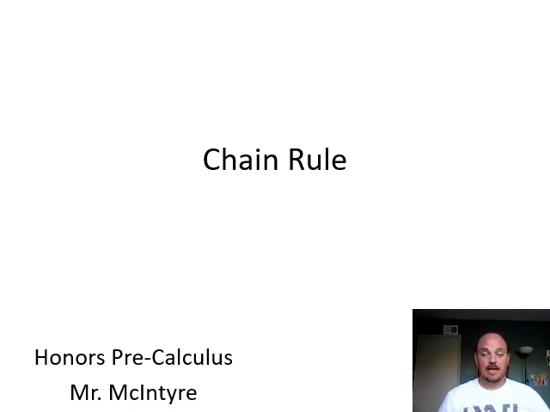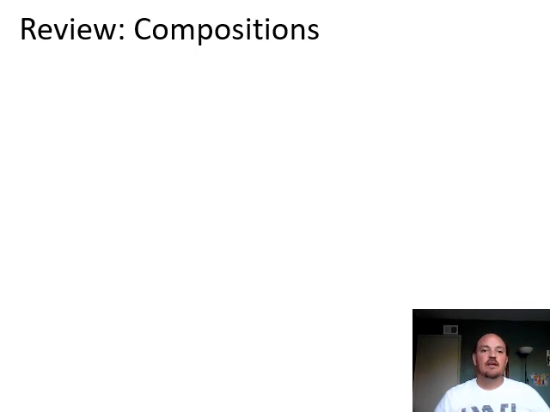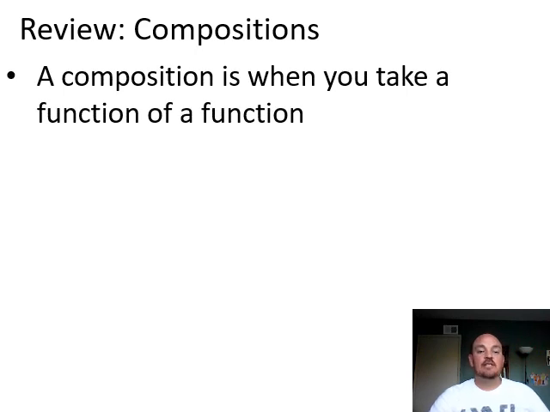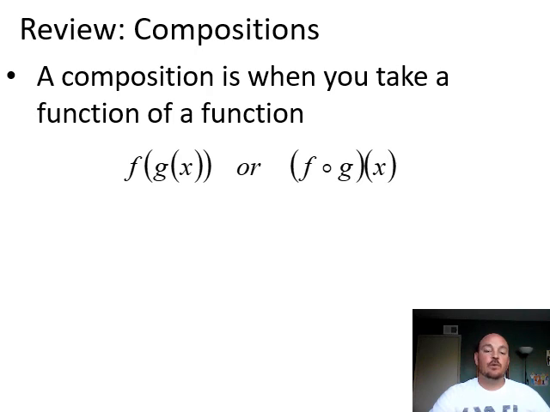We're going to do chain rule today, so let's go ahead and take a look at that. Chain rule has to do with composition, so a quick review on compositions. Compositions are when you take a function of another function. So we usually say one of these two notations. Both of them say f of g of x, which is what a composition is.